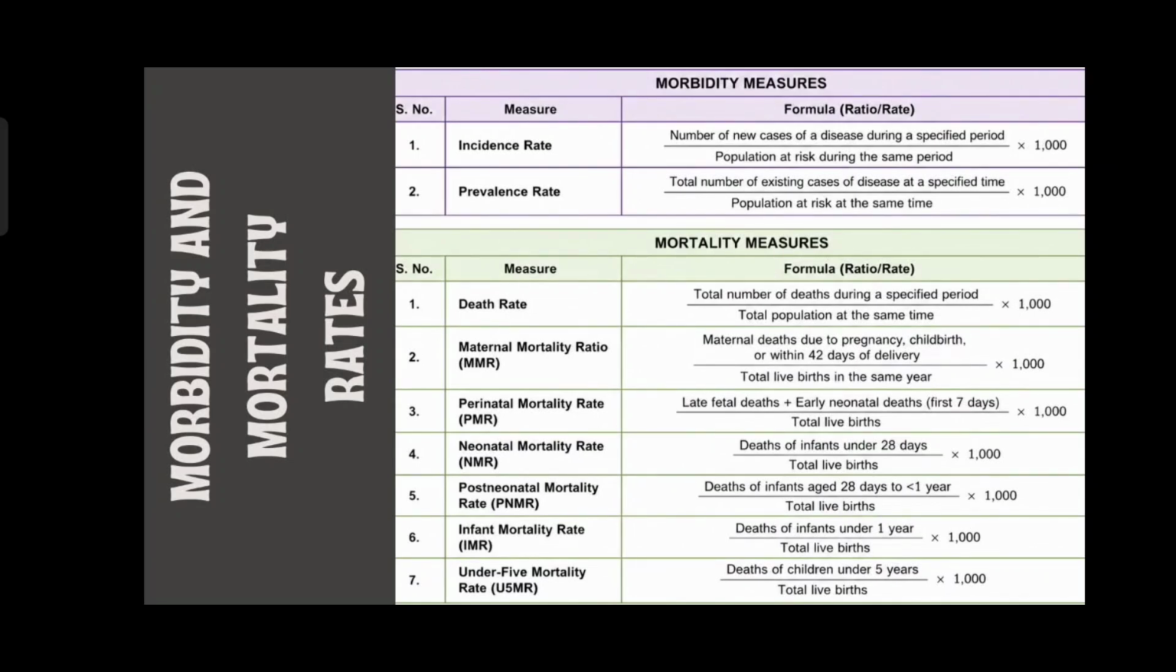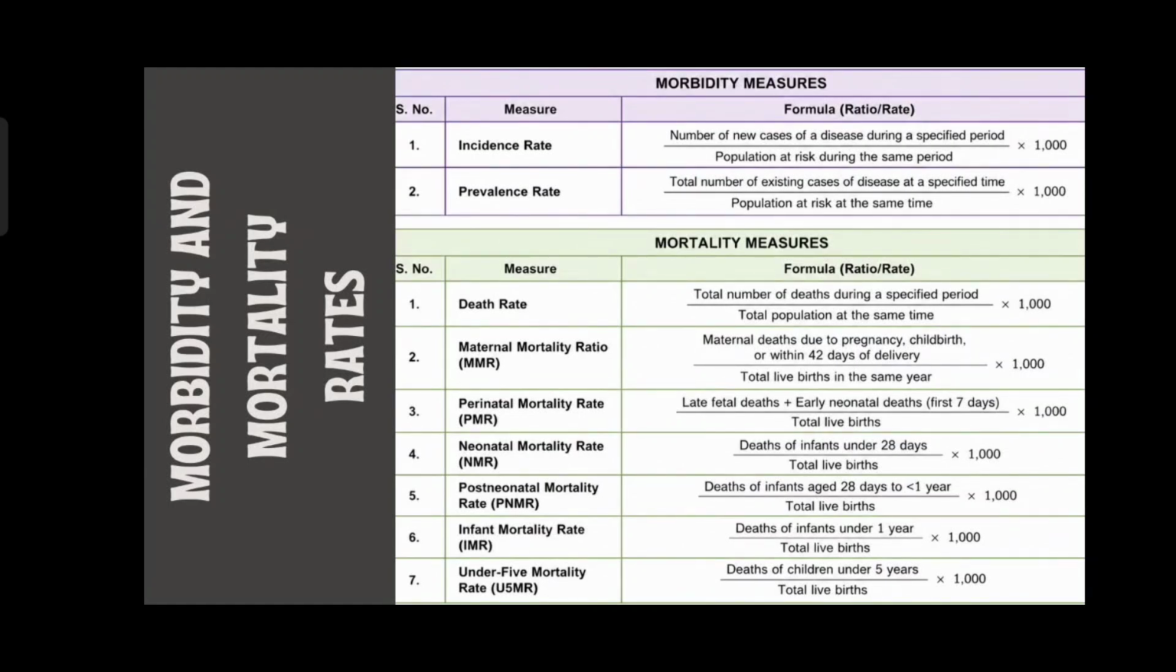And how we are calculating: incidence rate is equal to number of new cases of a disease during a specified period divided by population at risk during the same period into 1000. Then prevalence rate means it is the total number of existing cases of disease at a specified time divided by the population at risk into 1000. This is about the morbidity measure.